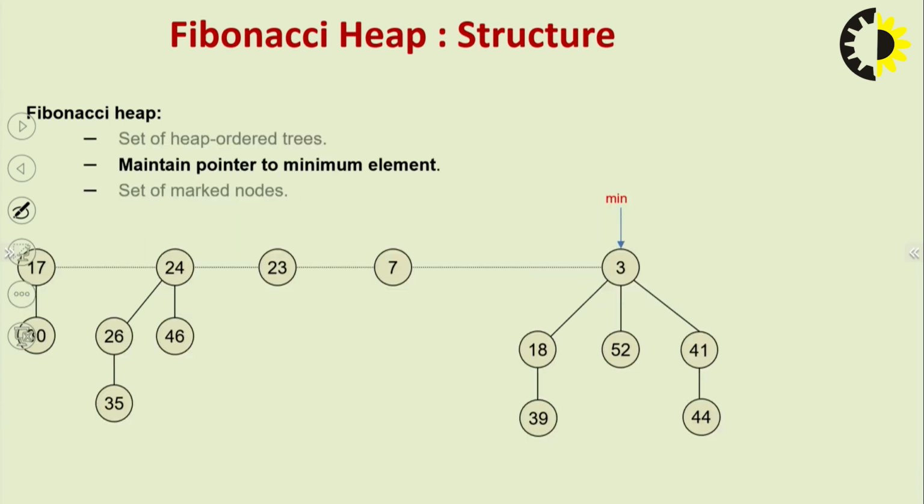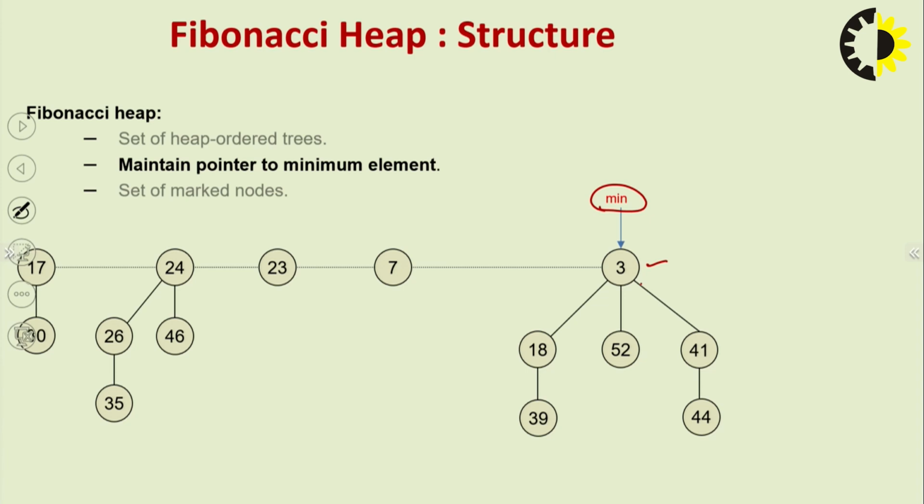Let us take the next point. In a Fibonacci heap, we maintain a pointer to the minimum element. You have to point to the minimum. These are the heaps and these are the different root nodes. Which one is minimum? 3 is minimum, so I point the minimum pointer to 3 because this is the minimum key.